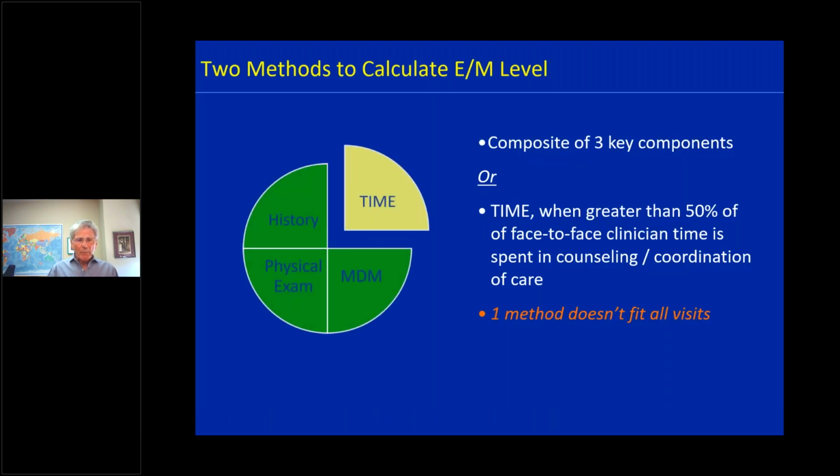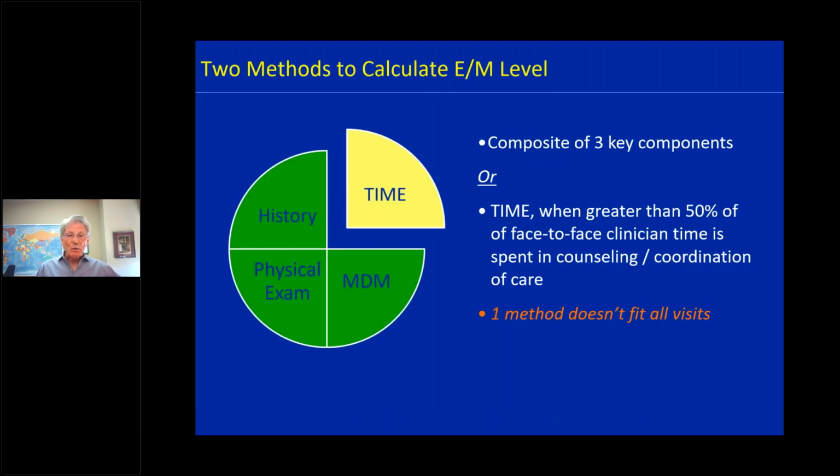Okay, so just a quick reminder about the way that you used to assign an E&M code for a patient visit. You had a choice of what were called the 3 key components, which is history, physical, and medical decision-making, or you could bill on time if at least 50% of the face-to-face time in the visit was spent on counseling or coordination of care.